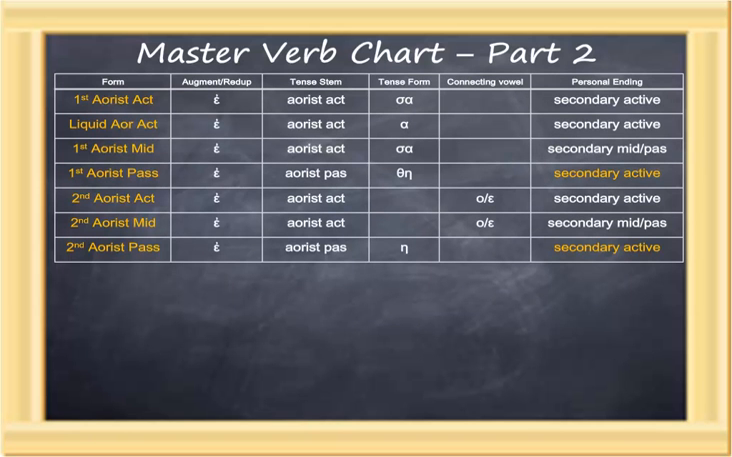With master verb chart part 2, please recall the additions from our last lesson: the first aorist passive, the tense formative of which is theta eta, and the second aorist passive, the tense formative of which is eta only. These aorist passives both, for some unusual reason, use secondary active endings. The passive is conveyed by the theta eta or the eta itself.